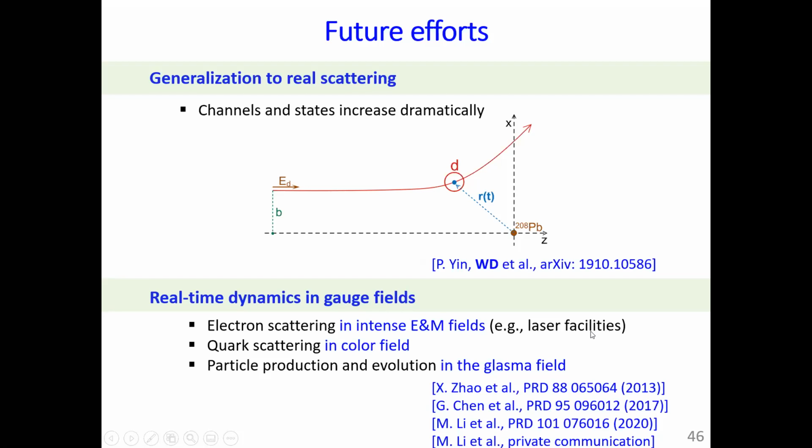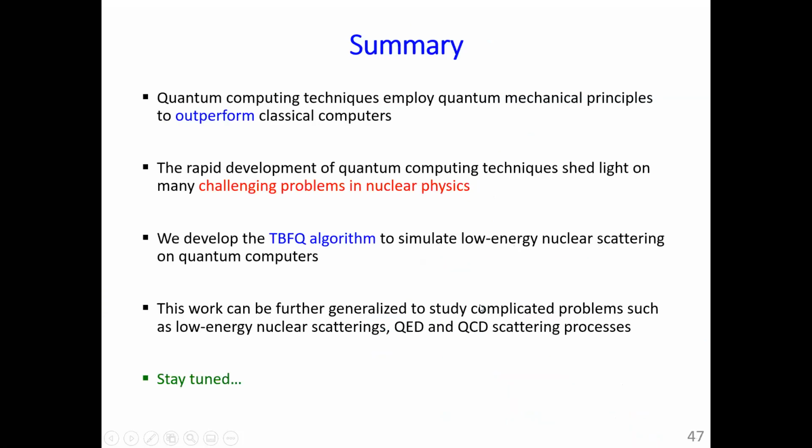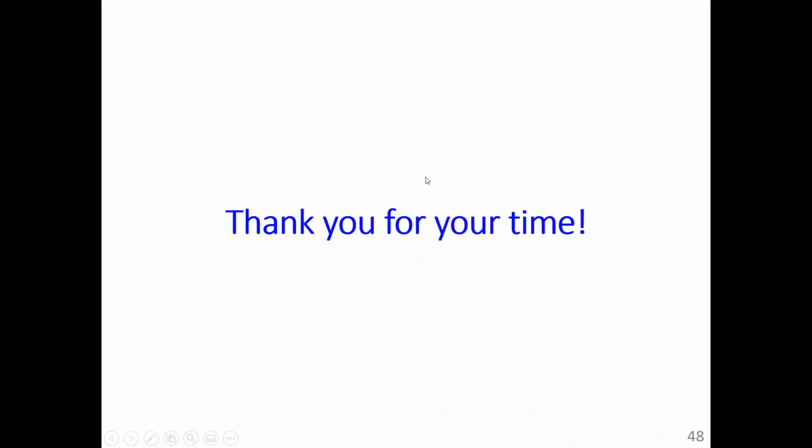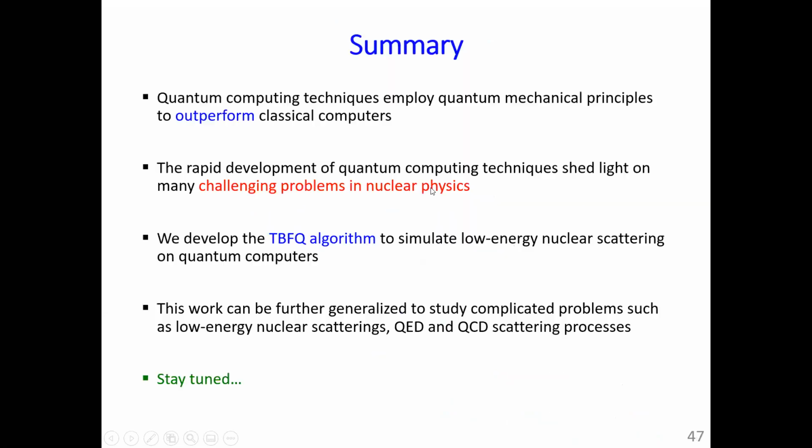For example, the laser facilities going to be here in Huizhou. And also, we can study the quark scattering in color field. And we can also do particle production and evolution in Glasma field. Here is a summary. Since I suspect I'm running a bit out of time, I will leave the summary here. And thank you for your time.